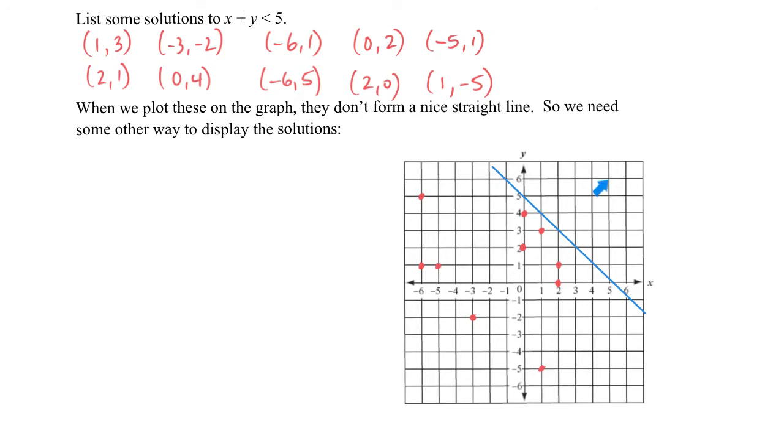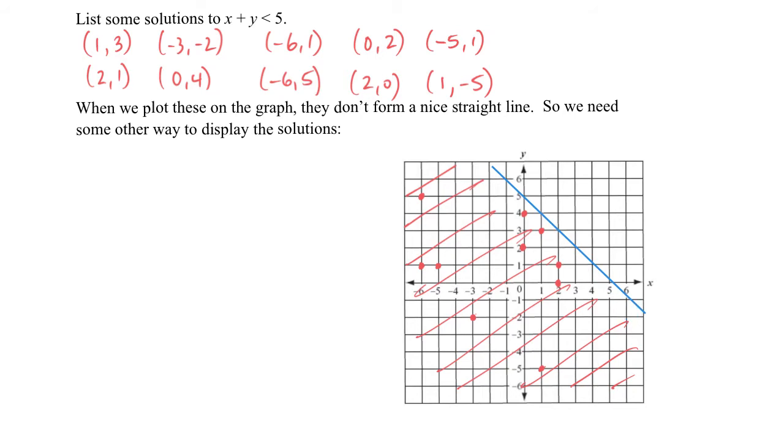Pick a point over here. 5, 6. If I do 5 plus 6, that's not less than 5. If I do 3 plus 5, that's not less than 5. If I do 6 and 1, that's not less than 5. The points that are over here are not solutions to the inequality. Only the points on this side are. Okay, so how do we show that? We shade it in. Everything on this side is a solution up to this barrier, this blue barrier.